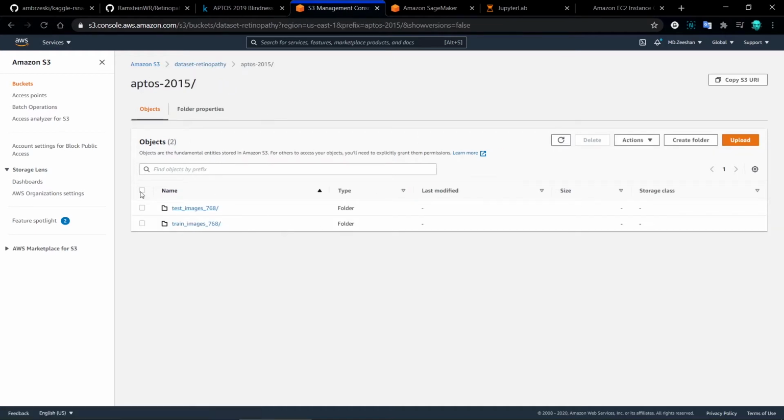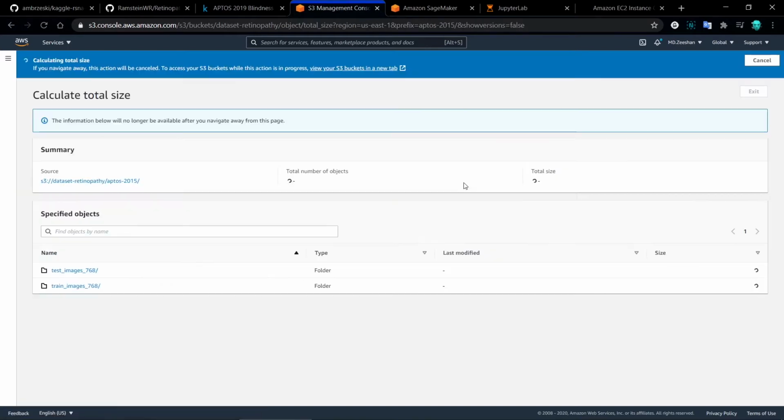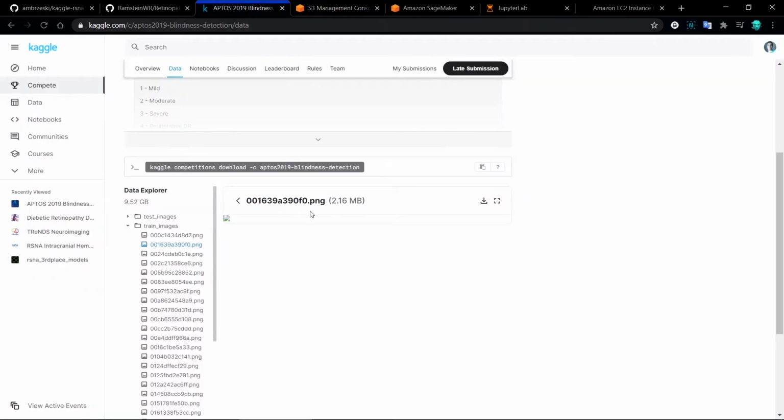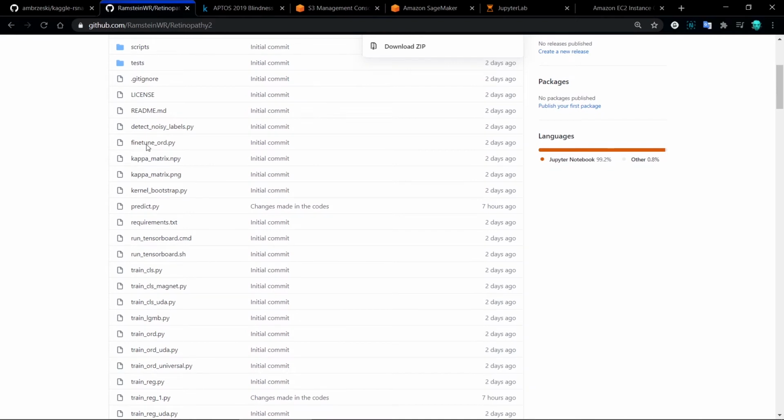Let me check the size of this data, calculate total size. So these test images and train images together comprise around 80 to 81 gigs. This one is already 24 gigs. We have 28,000 objects, and the same goes for the Aptos 2019 data, which is 9.5, almost 10 gigs of data. And there was one more file. This is actually this one.